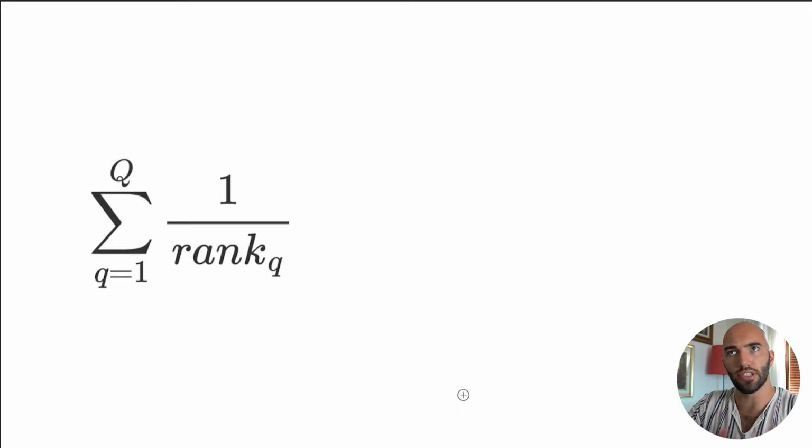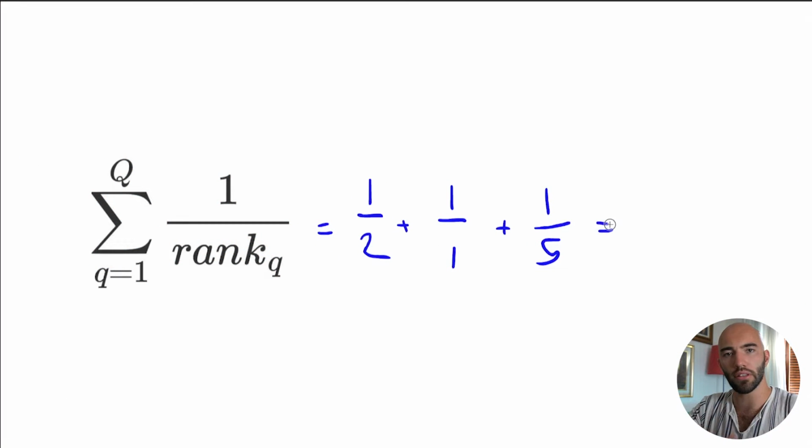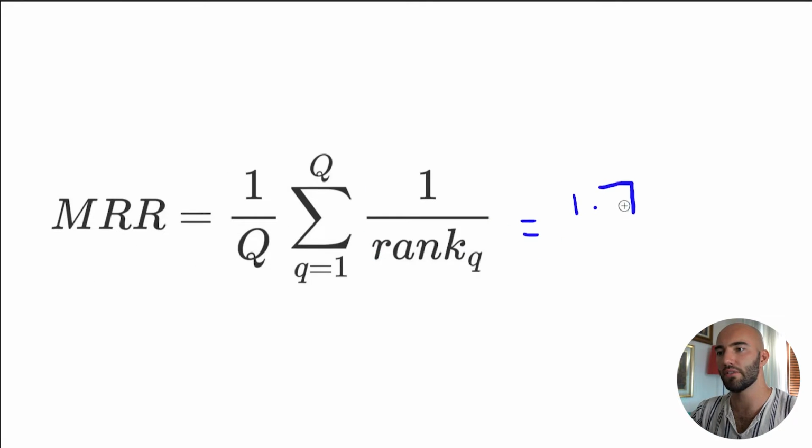And then we need to sum all of those together. Okay, so we have all of those, and that leaves us with 1.7. But that's not everything. We still need to divide by the total number of queries. So we have 1.7 divided by Q, which is 3, because we made 3 queries, which is equal to 0.57.